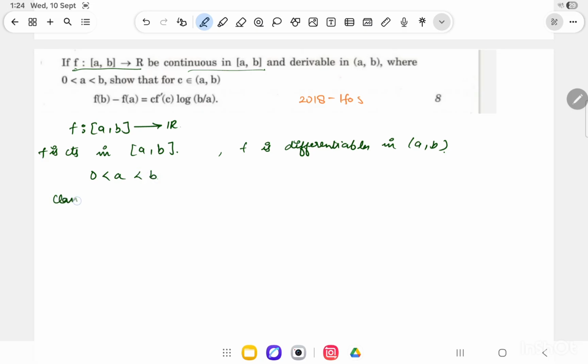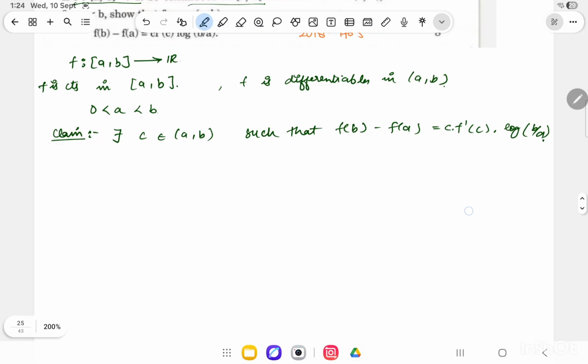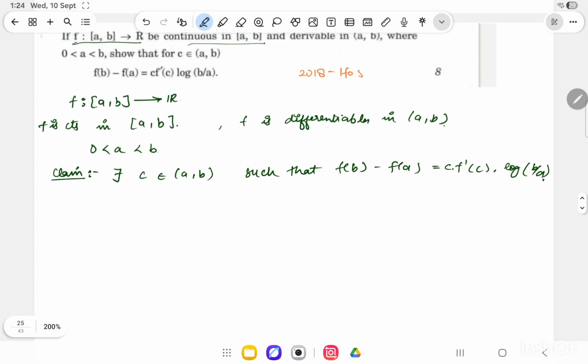So our claim is there exists c in between a comma b such that f of b minus f of a must be equal to c into f dash c into log b by a. So if you observe that in the question it is given that f is continuous and f is differentiable, so it basically satisfies the necessary condition for using the mean value theorem. So from there we can easily use the mean value theorem in this question.